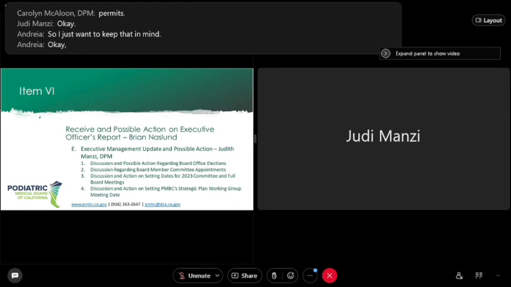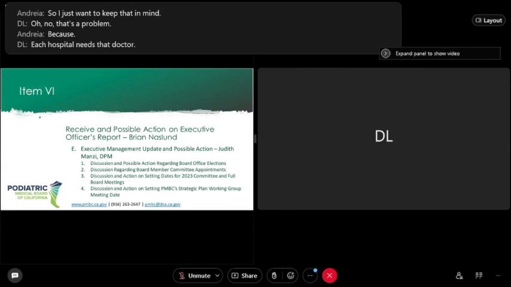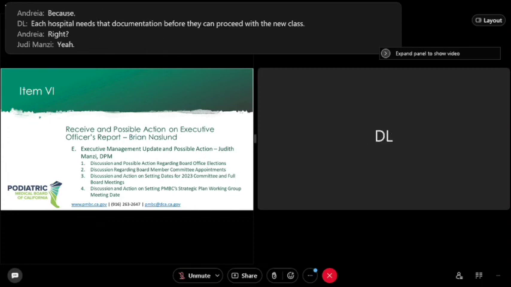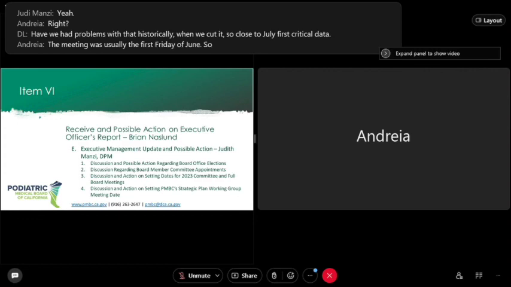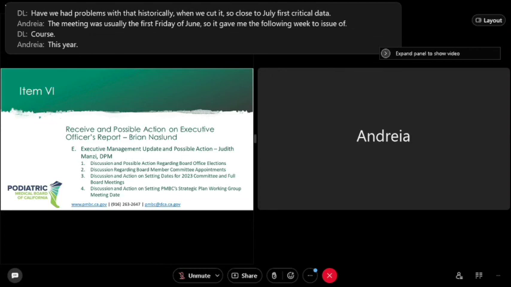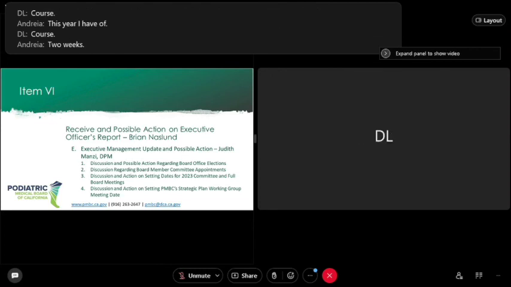Oh no, that's a problem because each hospital needs that documentation before they can proceed with the new class. Have we had problems with that historically when we cut it so close to July 1st? Is there historical data? The meeting was usually the first Friday of June, so it gave me the following weeks to issue and renew all the permits. This year I had about 2 weeks. That's a good point. So this one would be the shortest. If it's the 23rd, then there's only 1 week the following week to do all of that.